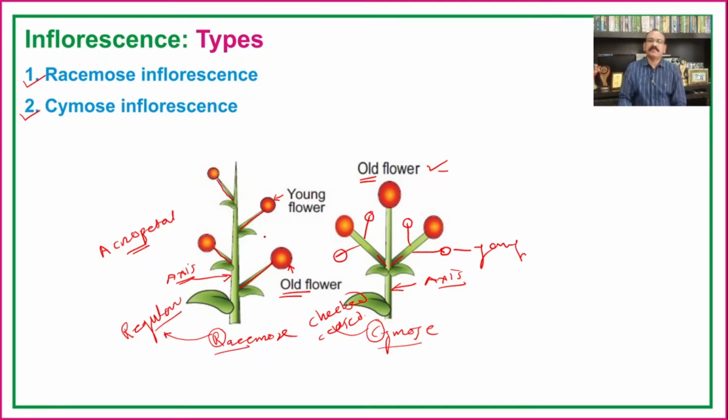So we have to remember only this one, that regular growth of the central axis is racemose inflorescence, and if this growth of the central axis is checked or ceased, then it is known as the cymose inflorescence. Again, this racemose inflorescence and cymose inflorescence are classified into a number of types.